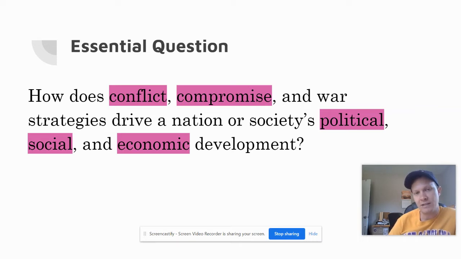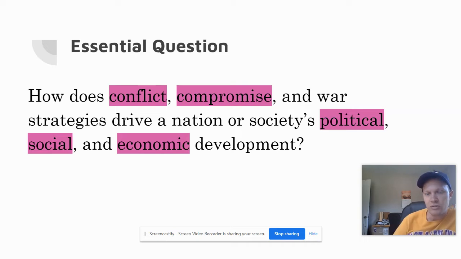But I figured what I do when I have questions that I need to answer, I've got to make sure I understand the question. So, one way to do that is to highlight a couple of words that might make it a little easier to understand. So, I've highlighted conflict, compromise, political, social, and economic.